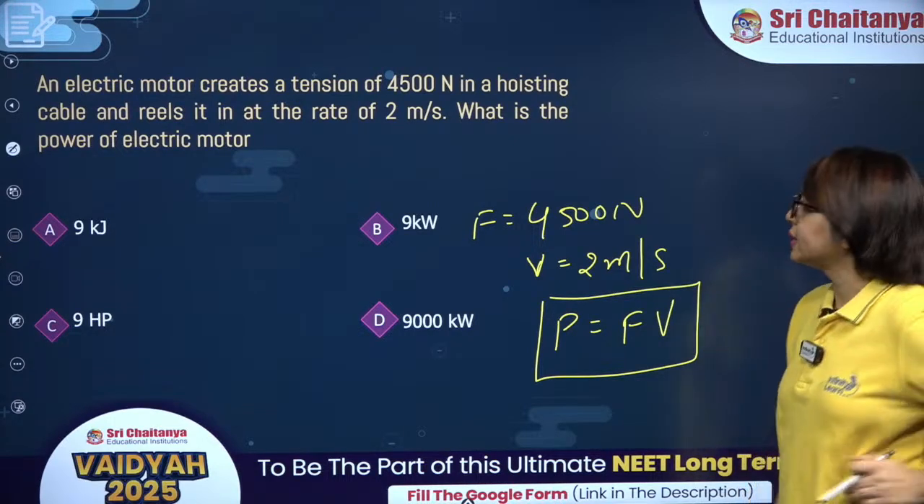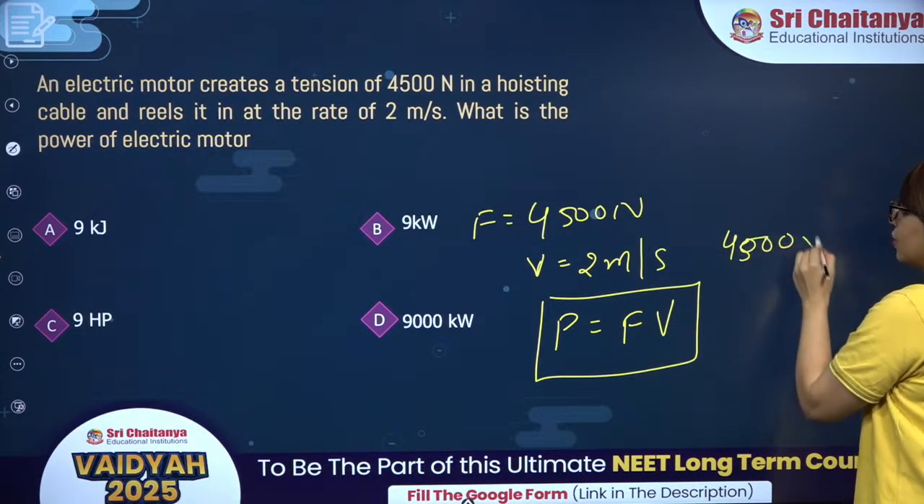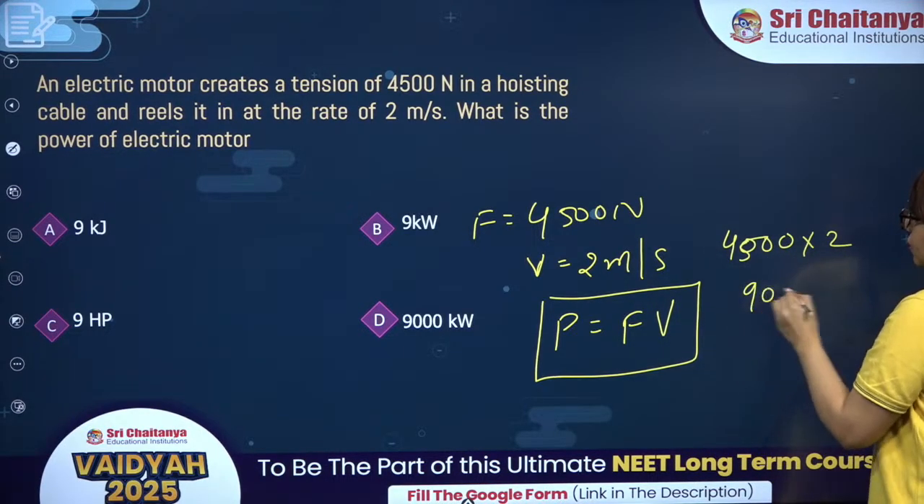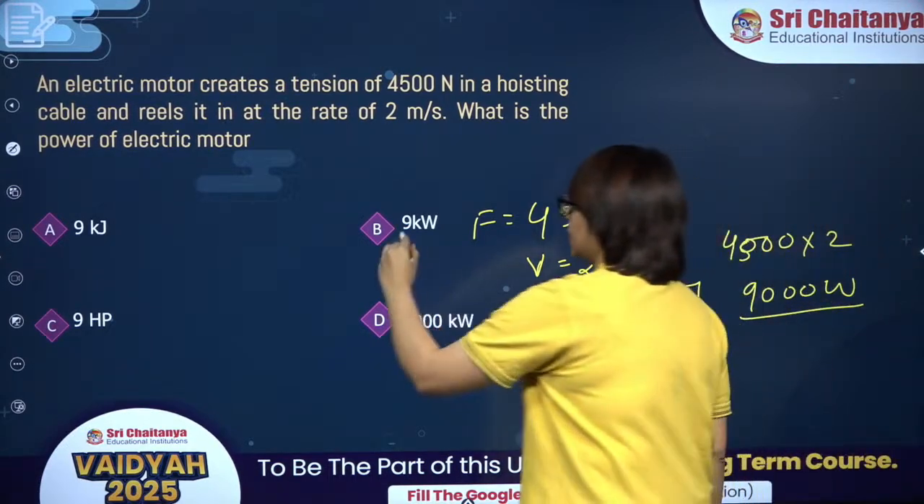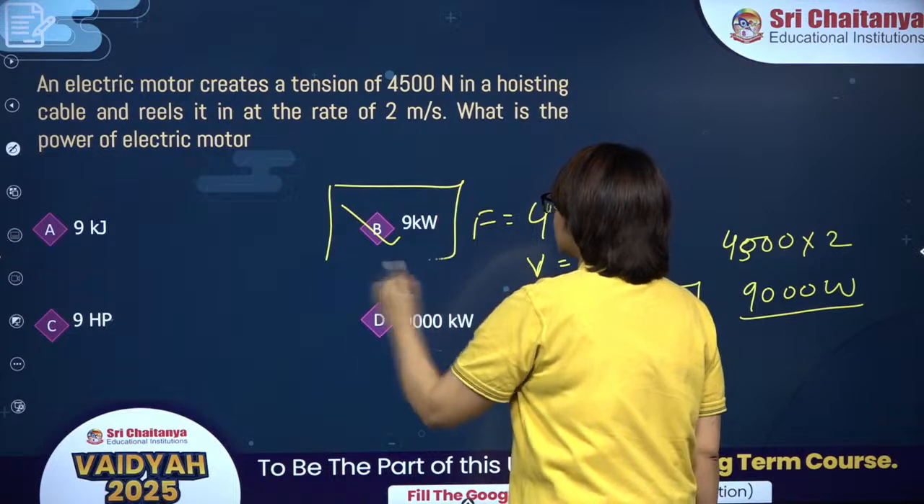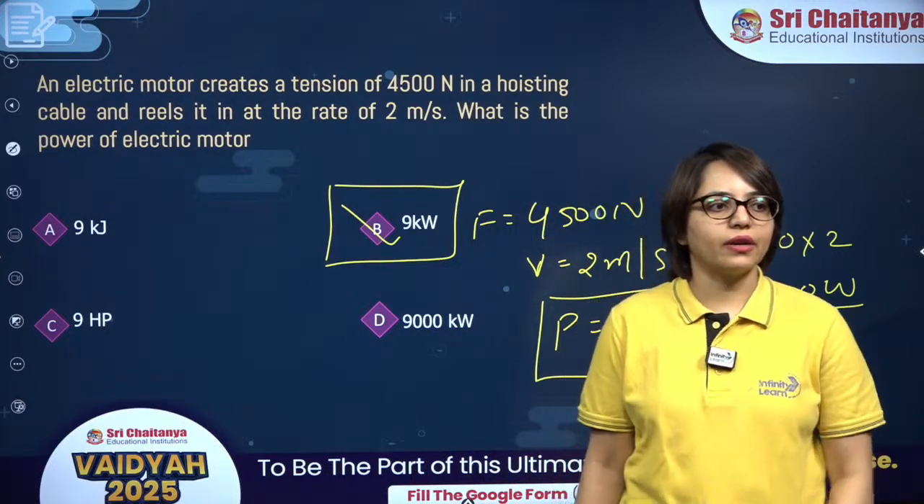Force into velocity. Force is 4500. Velocity is 2, so it is 9000 watt, which is equal to 9 kilowatt. So correct answer is option B. 9 kilowatt is the correct answer. Well done beta, well done.